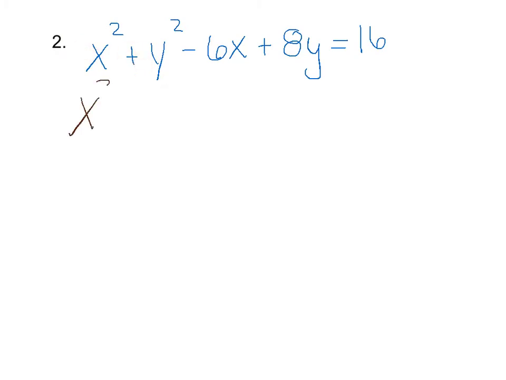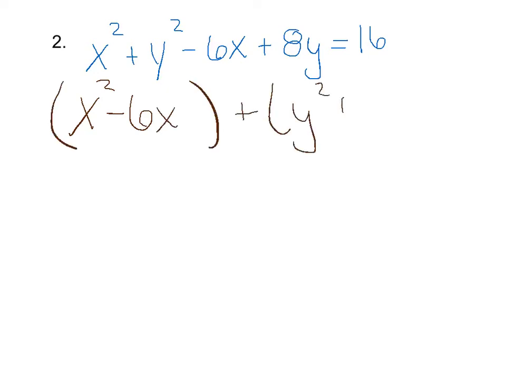So I'm going to say x squared minus 6x plus y squared plus 8y equals 16. So again, all I did is I put the x terms together and the y terms together. Now the only difference between the last problem and this problem is that I have to complete the square twice. Once for the x's and once for the y's.